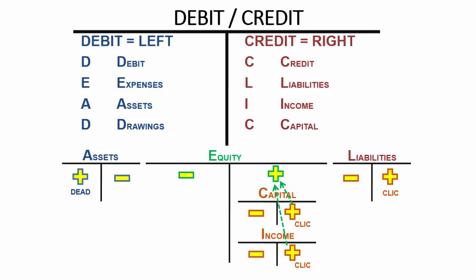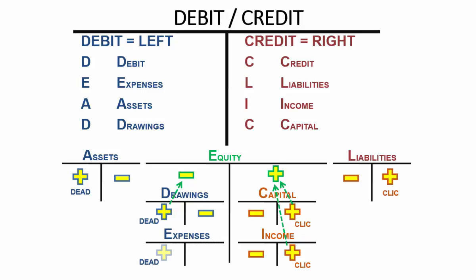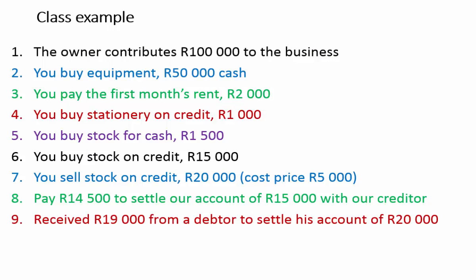Now the last two are the ones that can confuse you, so by all means leave it at this stage and just remember these ones. But otherwise, drawings is a DEAD account. More drawings means less owner's equity, less for the owner to take home. Expenses are also DEAD. More expenses means less owner's equity. Now we used this in the previous video to begin with the class example.